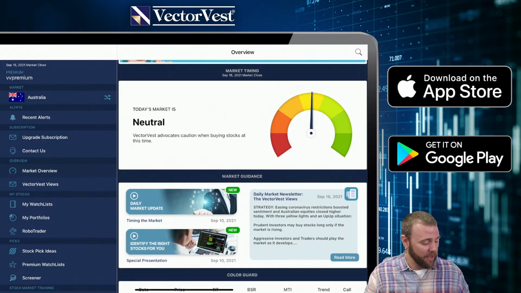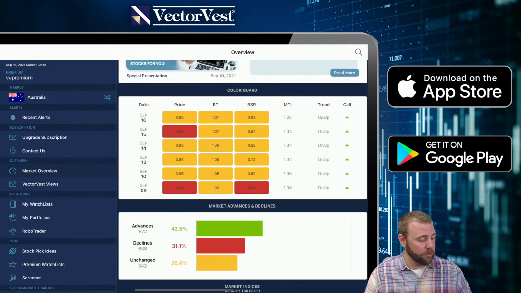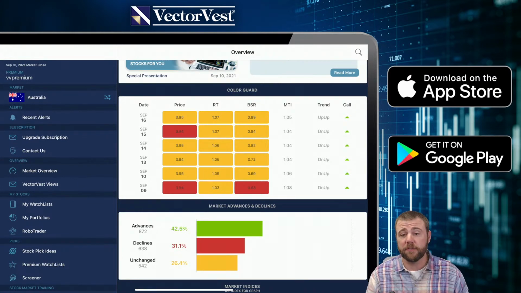All right, so we have 3 yellow lights. Looking here, the price of the VectorVest composite is higher on a day-over-day basis and on a week-over-week basis, but 5 days earlier we had a red light, so therefore the best we could get is a yellow light in that price column there. RT is flat day-over-day but higher week-over-week, so because it's not moving higher on that day-over-day basis, it stays yellow. Buy to sell ratio, because it's below 1, it can't go green, so therefore the best we're going to see is a yellow light there.